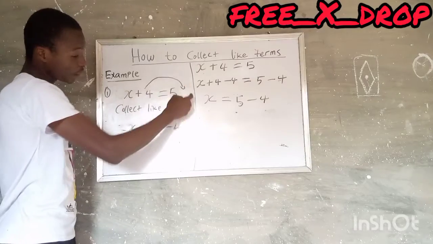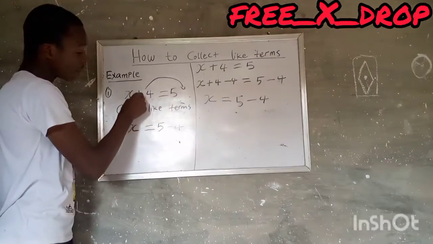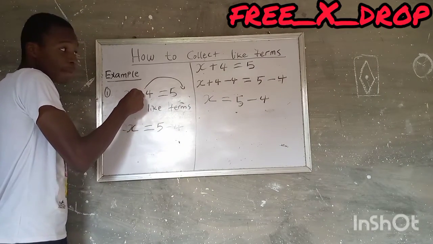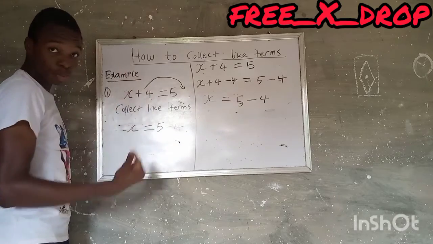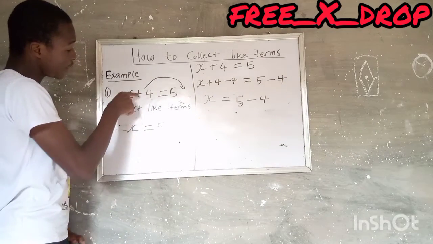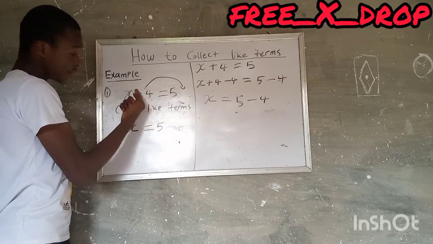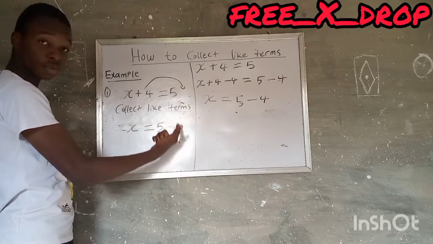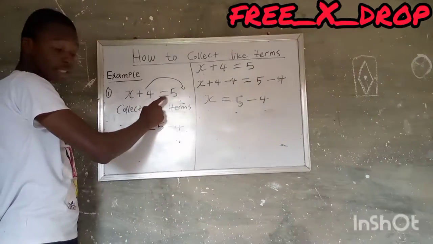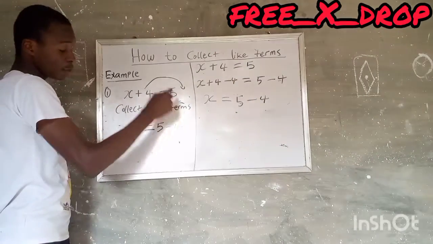Just move this. For the first method, you move it over, remember to change the sign. If it is a minus sign, it must change to plus. If there should be a minus, it will change to plus here. If there should be a minus, it will change to plus, but 4 remains 4. As far as it's crossing over this equal to line, it must change.